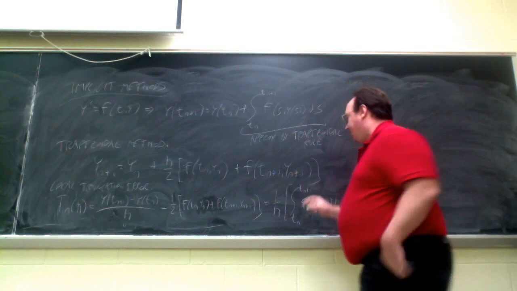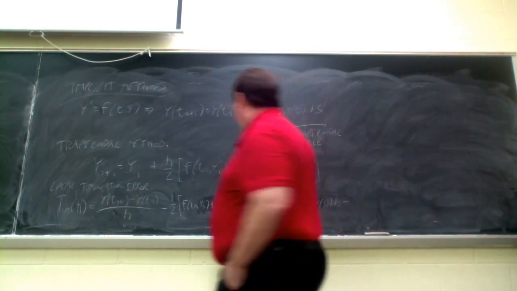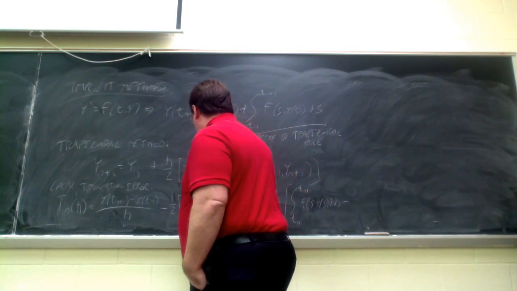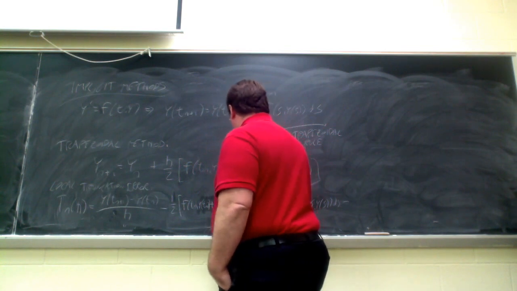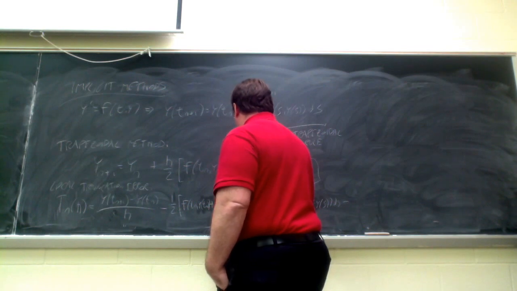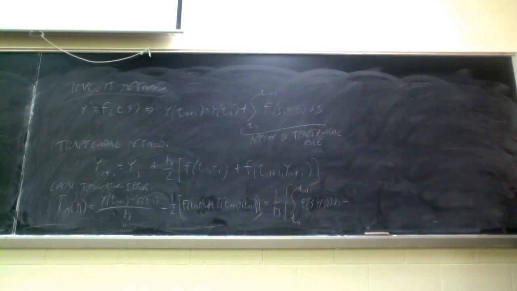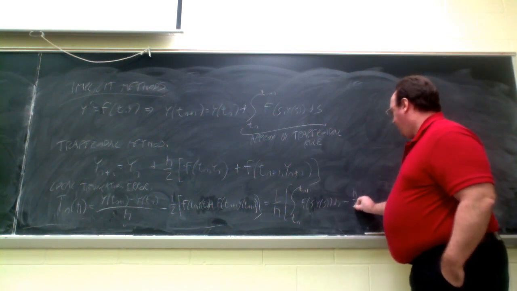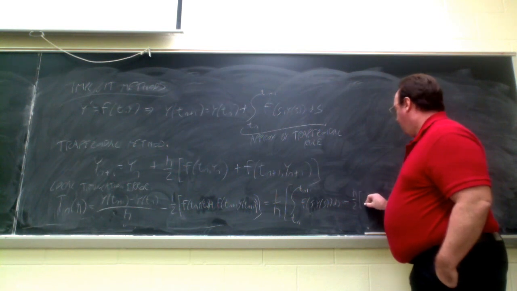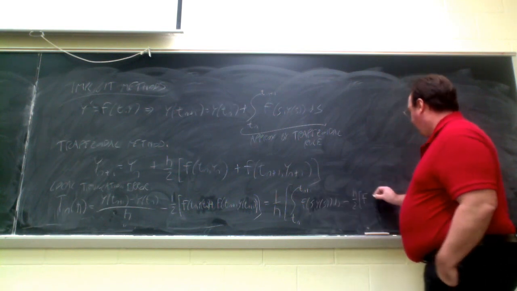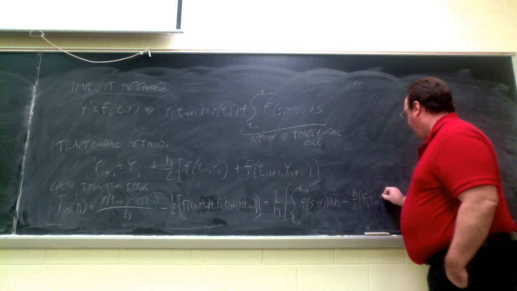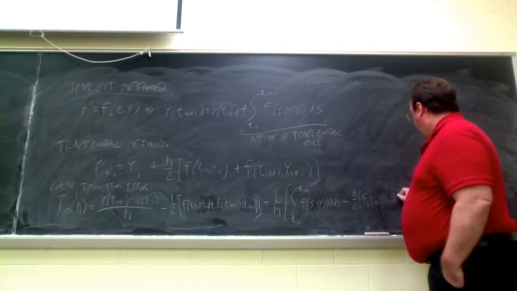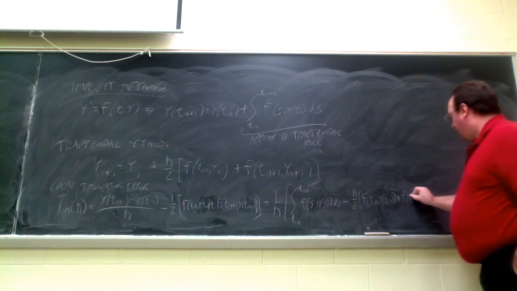Oh, sorry, I goofed over here. This should be the exact solution, y of Tn, and this should be y of Tn plus 1. Then I have h over 2, and evaluate the integrand at time Tn and Tn plus 1.